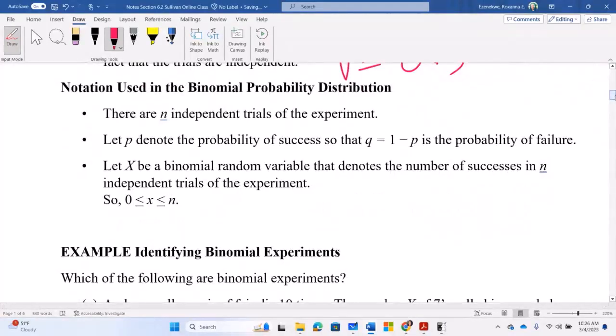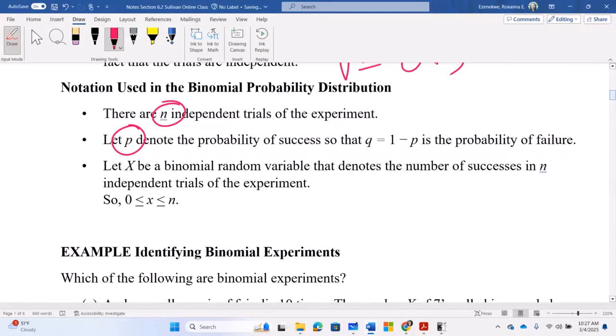Okay, so we're working on binomial distribution. We're talking about the properties of binomial distribution right now. So the notation used in binomial probability distribution: n is the sample size. Sample size in binomial is the number of trials. If I throw a coin 10 times, then 10 is the number of trials. The sample size must be given to me. If the probability of success is 0.5, it cannot change in that particular situation.